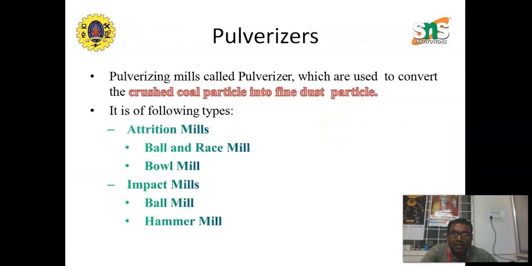What is a pulverizer? Pulverizing mills, called pulverizers, are used to convert the crushed coal particles into fine dust particles. They are of various different types. First, some of them are attrition mills. The attrition mills can be divided into ball and race mill and bowl mill, and then the impact mills: ball mill and hammer mill.